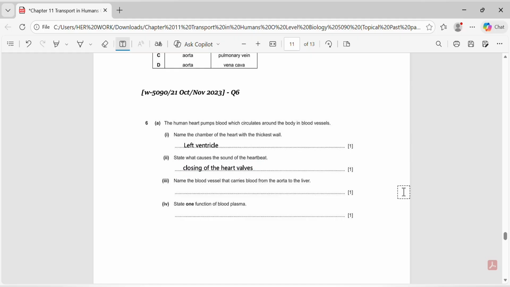The third part asks us to name the blood vessel that carries blood from the aorta to the liver. Blood vessels that supply organs from the aorta are usually named after the organ they serve. The vessel that supplies oxygenated blood to the liver is the hepatic artery. So here we will write, hepatic artery.